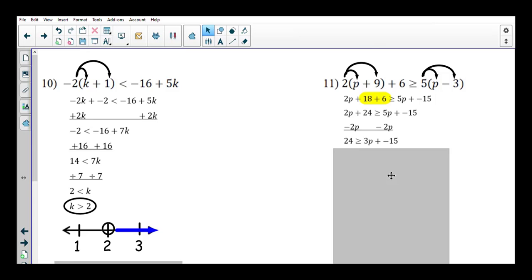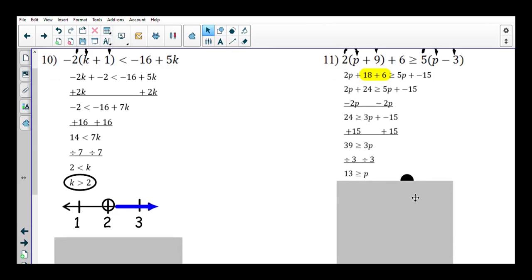Now it's a 2-step inequality. Let's add 15 to both sides to get 39 is greater than or equal to 3p. Divide both sides by 3 to get a solution of 13 is greater than or equal to p.